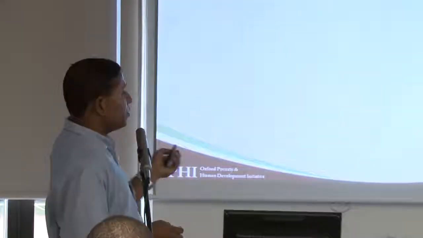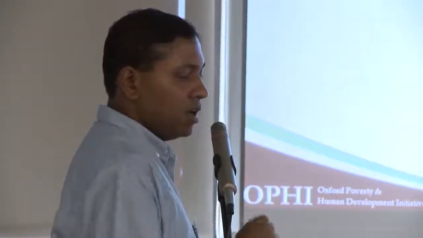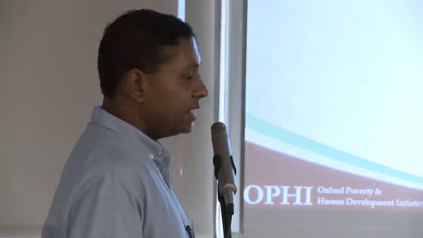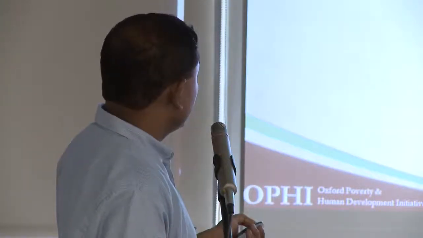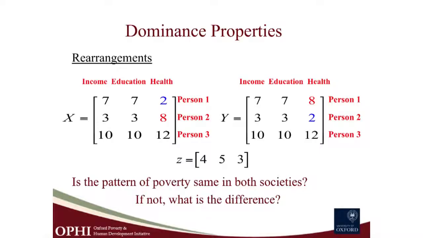Okay, let's move to this property which will be useful for us in the rest of the course. After these two properties, I should stop. There could be some technical properties, but they are extensions from the single dimensional case. So, rearrangement. Consider these two different achievement matrices. In this one, person 1 has achievements 7, 7, 2, person 2 has achievements 3, 3, 8, person 3, 10, 10, 12. In this one, 7, 7, 8, 3, 3, 2, 10, 10, 12.